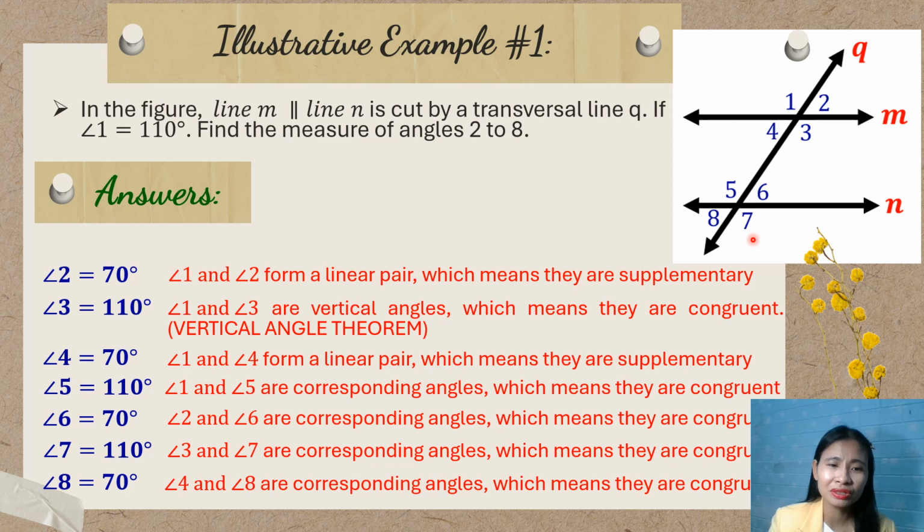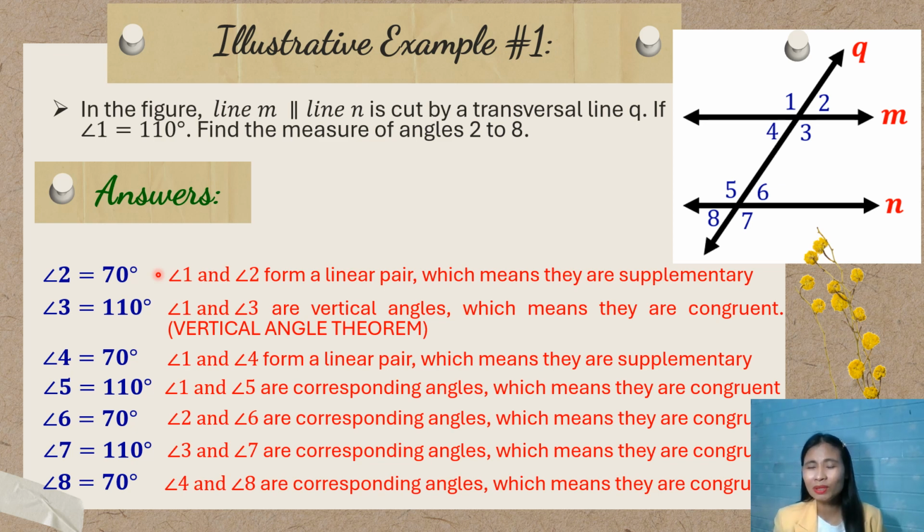Now, observe the answers. If you have noticed, 70 and 110 keep repeating. It's because when we are talking about two parallel lines cut by a transversal, only two measurements of angles will appear. We have one angle and then its supplement. So there are four 70s and four 110s.